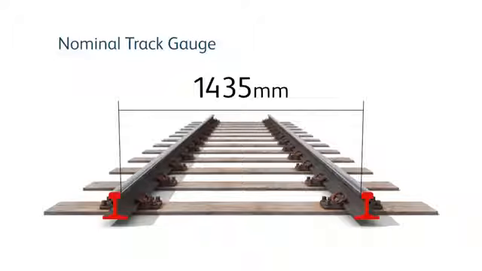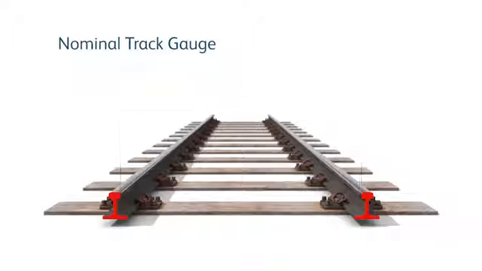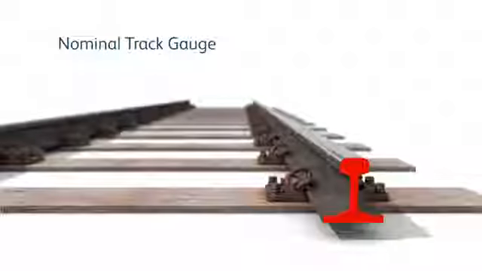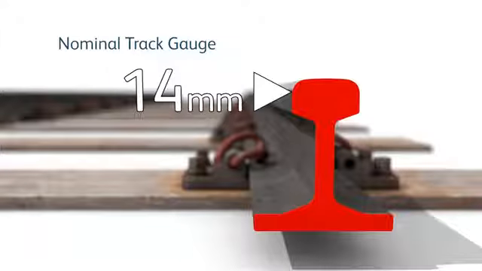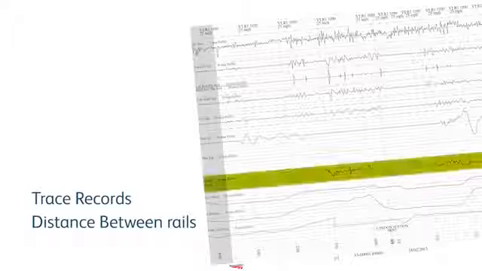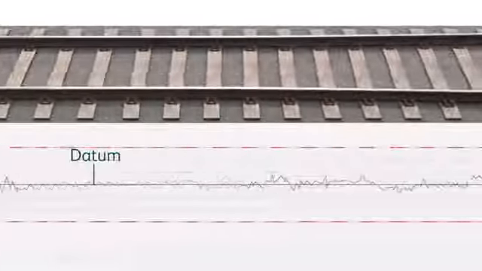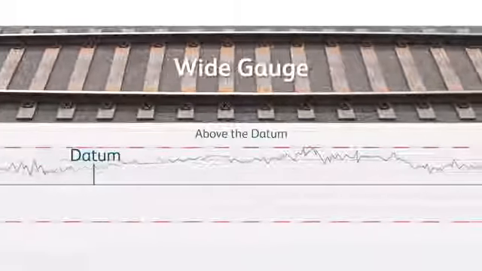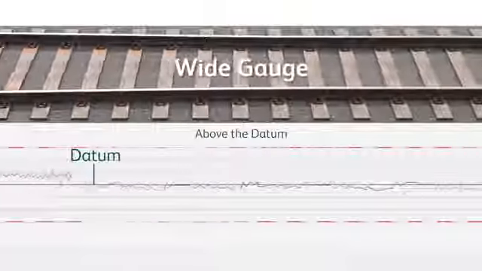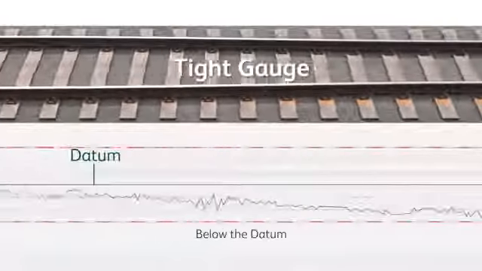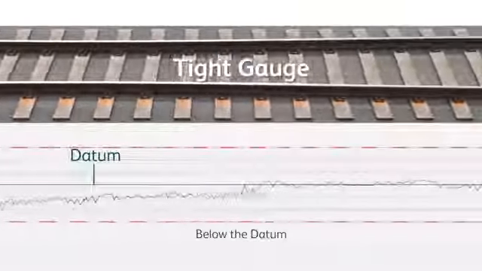Nominal track gauge is set at 1435 mm and is measured 14 mm down from the railhead. Where the rails separate or converge from this datum, gauge will be reported as wide or tight. The trace records the distance between two rails. Above the datum line, on the plus side, is wide gauge, and below the line, on the minus side, is tight gauge.